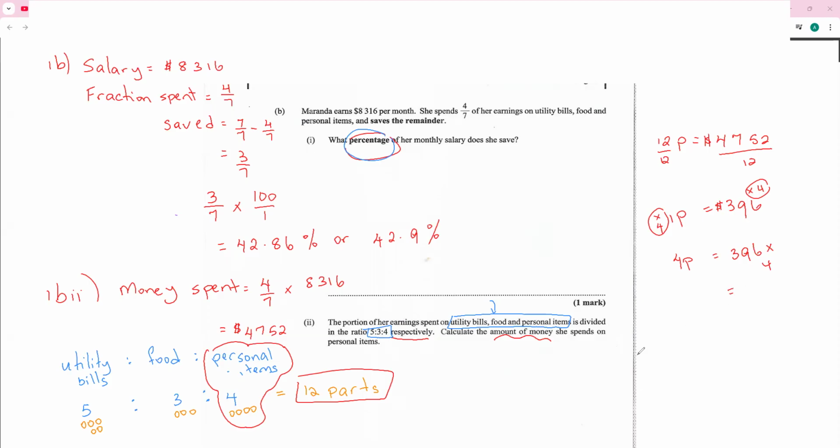Use our calculator, of course. And I got $1,584 was spent on her personal items.